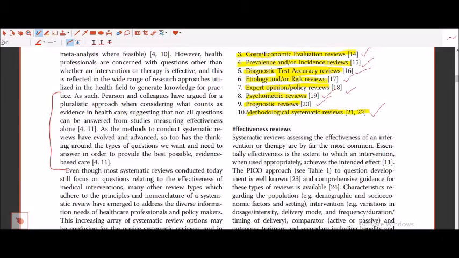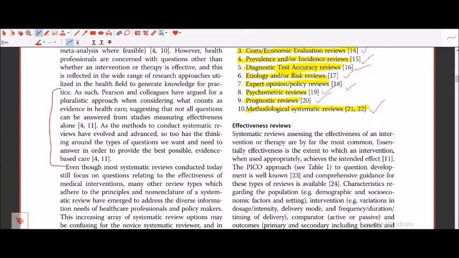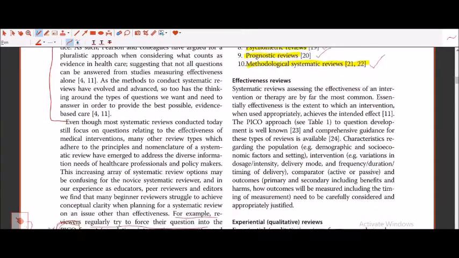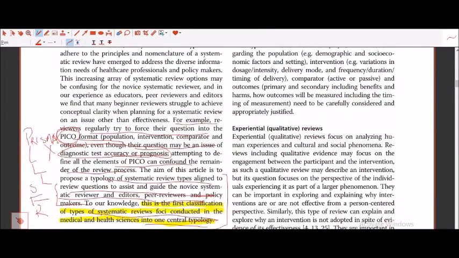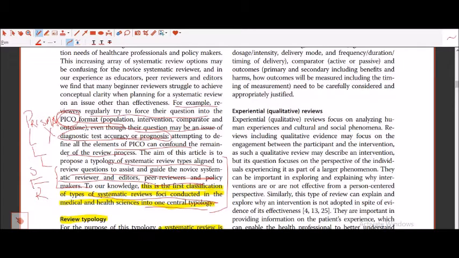Now, the aim of this paper is to propose a typology of systematic review types aligned to the review questions, to assist and guide the novice systematic reviewer, and the editors, peer reviewers, and policy makers. I would say I'm not going to confine it to these people. I'm going to include even scholars, all the faculties, and all those serious researchers who are interested to know what exactly we are trying to do out here. It's not that you simply pick up and say, okay, I'm going to.